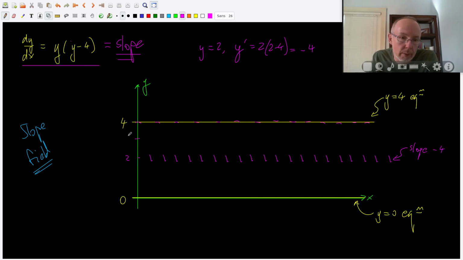But if I go to, let's say, y equals 3, when I plug 3 in here, I get 3 lots of negative 1, and so it's going to have a slope of minus 3. So it's going to be negative, but not quite as steep as the one before, and they're meant to be the same, right?